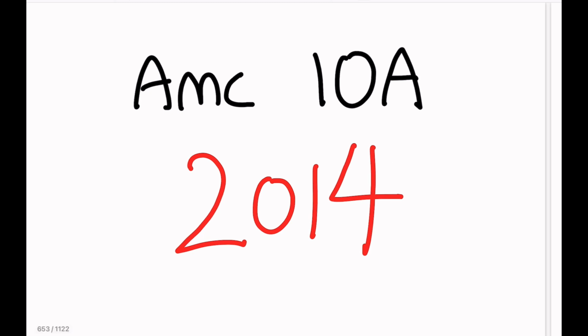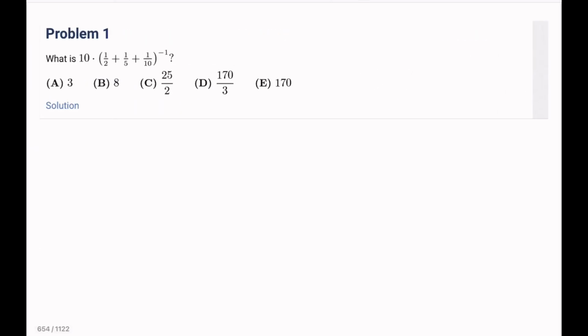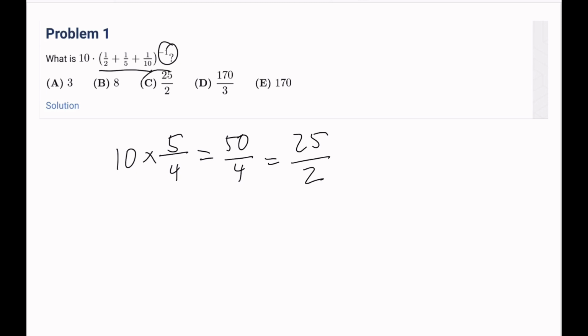So let's get started. First of all, what is 10 times this much to the negative first power? So it's basically 10 times, let's look at what this is. That would be 10 and 5 plus 2 plus 1, which is 10 under 8, which is 8 over 10, which is 4 over 5, but then we need it inversed, right? So this is basically times 5 over 4. If we multiply, 50 over 4 equals 25 over 2, which is C.